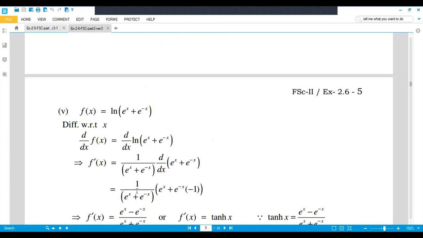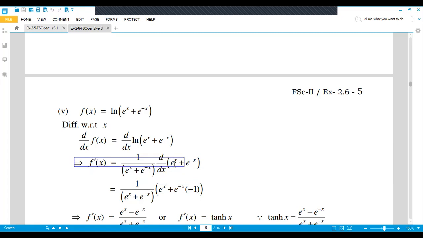Now come to the fifth part. You know that if you have the natural log of anything, the derivative is 1 over that value. For example, if you want to find the derivative of natural log of x, that will be equal to 1 over x, and further the derivative of x. Similarly here, natural log of e power x plus e power minus x will be 1 over e power x plus e power minus x, and further the derivative of e power x plus e power minus x.